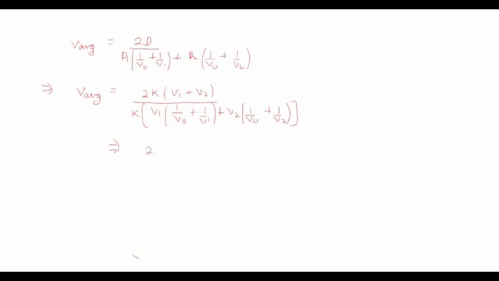We write it as twice of (v1 plus v2) upon (v1 by v0 plus 1 plus v2 by v0 plus 1). And the final answer we obtain as 2v0 (v1 plus v2) upon (v1 plus v2 plus 2v0).